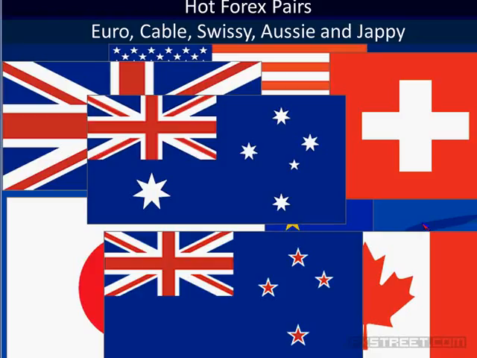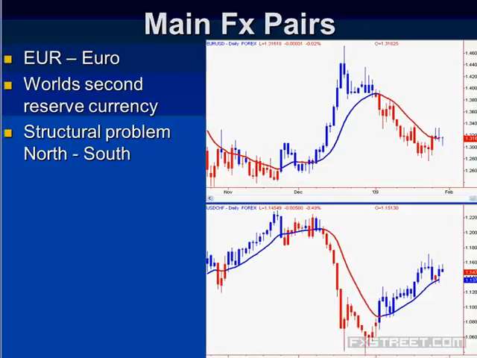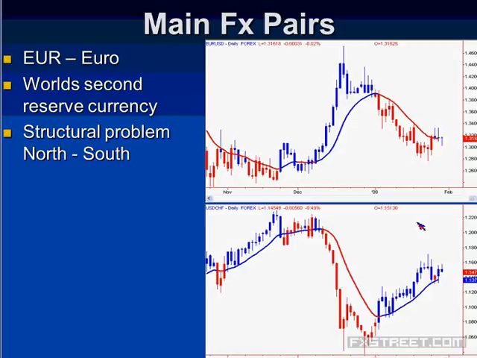Right, now let's go and look at some of these main pairs. First of all, we've got the euro. The chart on the top right, that's the euro. It happens to be the euro USD, that particular chart. But of course, the euro itself is traded against a good many other currencies, and it's been described as the world's second reserve currency.